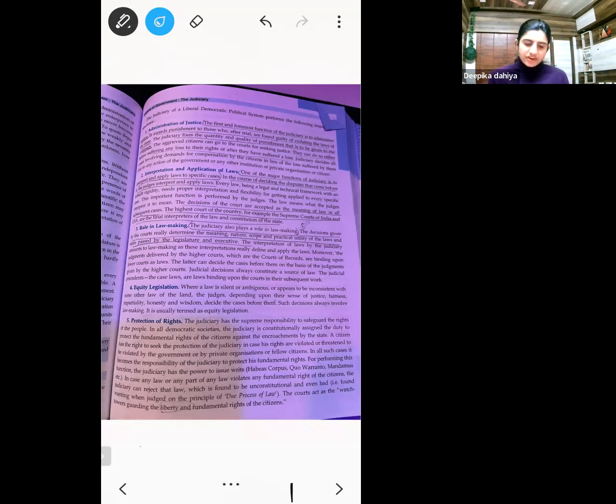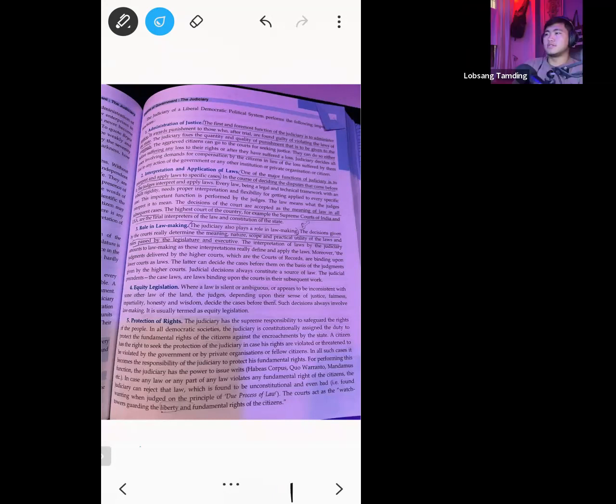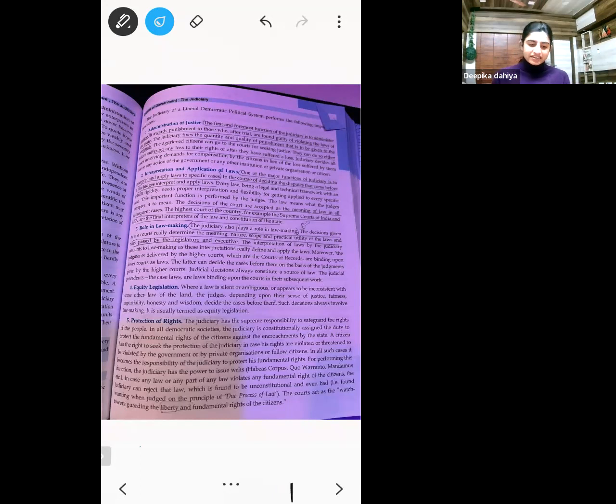Now, protection of rights. The Supreme Court protects your rights. First is Article 32, which we have already discussed, that you can directly file writ petitions before the Supreme Court in case your fundamental rights are violated.